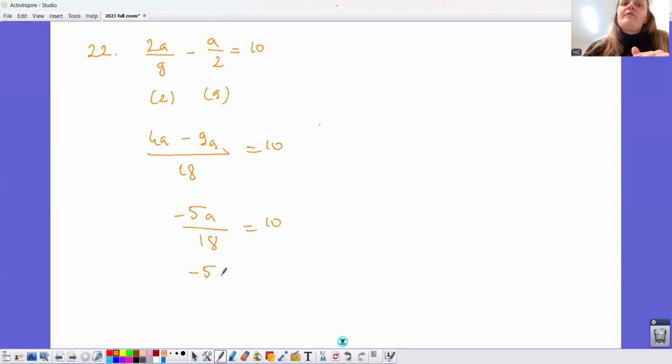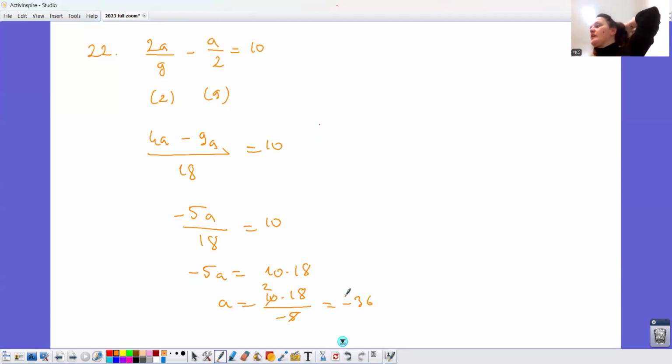Then minus 5a is equal to 10 times 18. Then I will divide by minus 5. a is equal to 10 times 18 over minus 5. Why didn't I do this multiplication? Because I can simplify 10 and 5, which will be 2, which is easier for me. 2 times 18 is 36, and you have over minus 1, which will be minus 36. This one is, I think, the answer D in the test. This was the 22nd one.